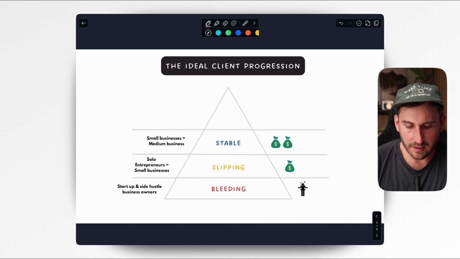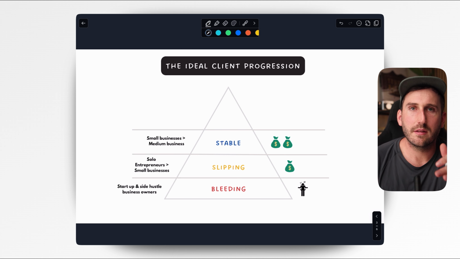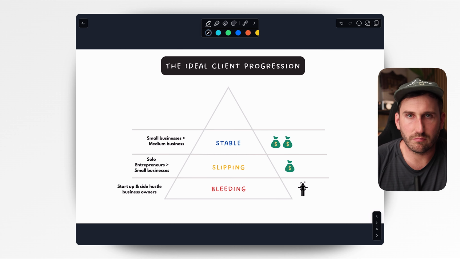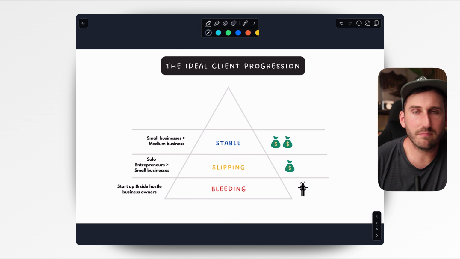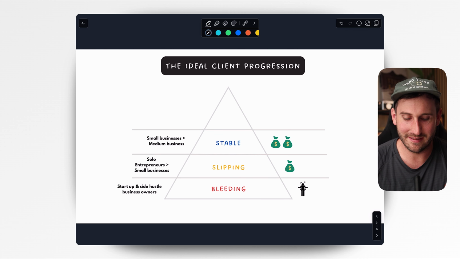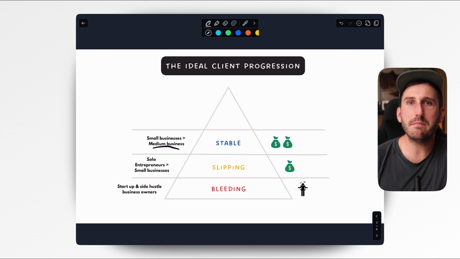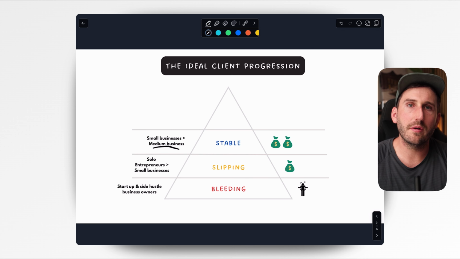The next level is what we call the stable level. Now, this is the ideal level where you're going to reach the majority of the market. When they're stable, that means they've got a successful business. Their business is running without them. They've got a team. They don't need video to pay their bills. They need video because they want to expand. These are your small to medium businesses. So it can be similar. It can be a solo entrepreneur.